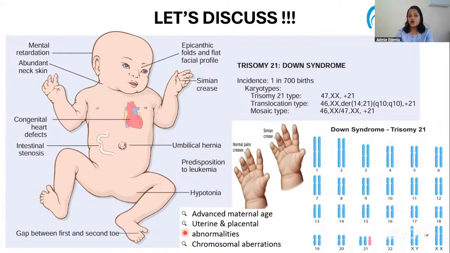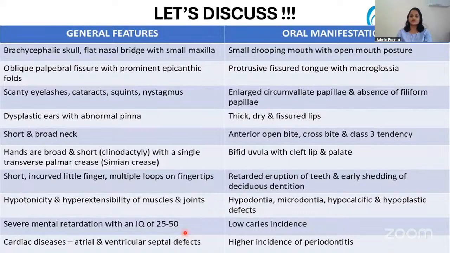It is one of the common genetic syndromes that is commonly seen in child patients. There are some specific oral manifestations for this Down syndrome patient also, like the drooping mouth, fissured tongue, enlarged circumvallate papillae, dry and fissured lips, and hypodontia, microdontia, a higher rate of periodontitis and a lower rate of caries. That is all common features of this Down syndrome. Have a look at these general features and oral manifestations.